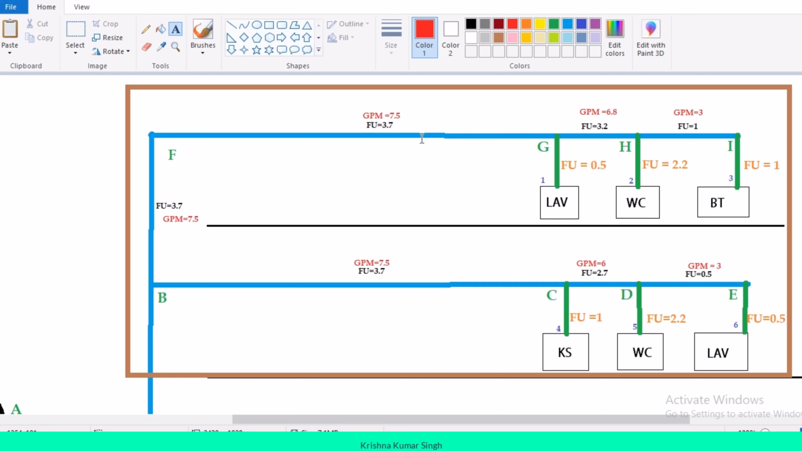So practice it and then check the next video. Without doing practice, please do not move towards the next section, otherwise you will get confused in the next step.